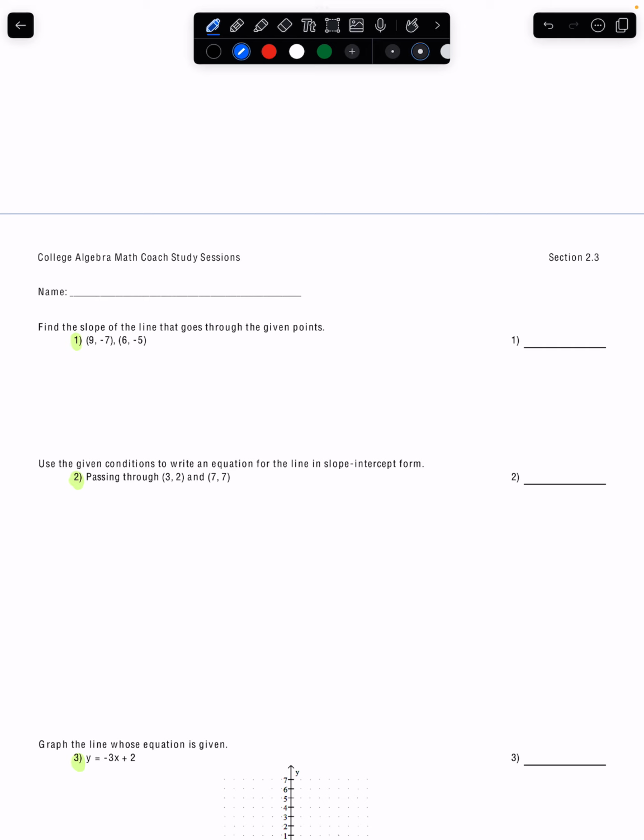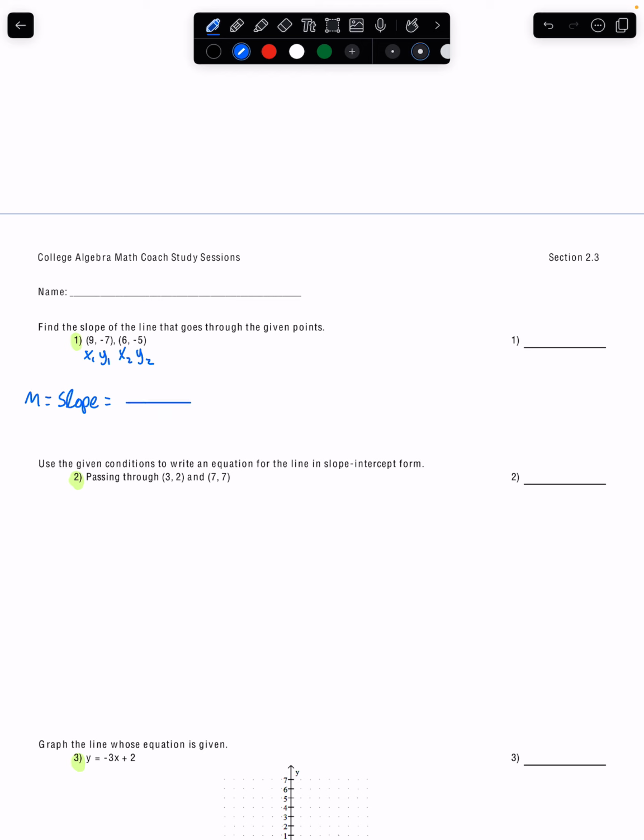So this one says find the slope of the line that goes through the given points, and we're given 2 points. So we'll just want to label these as x1, y1, because this is an x and y point, and this is x2, y2. Then we find the slope, which is often called m. So m equals the slope, that's how you'll see it.